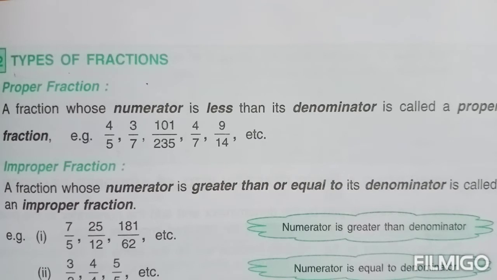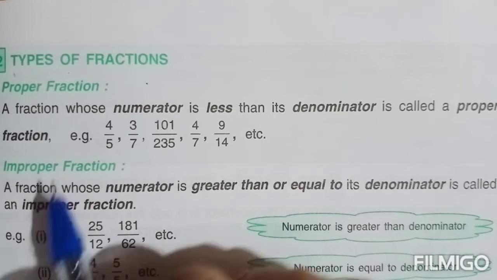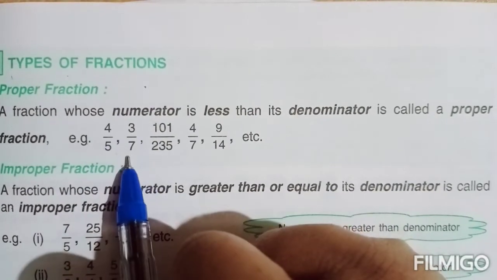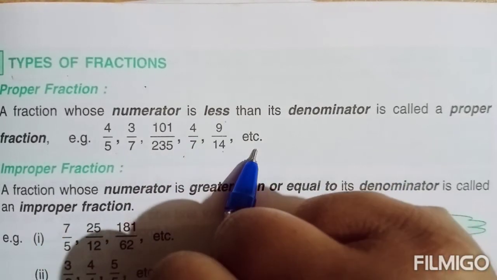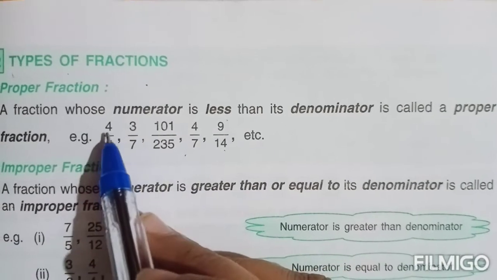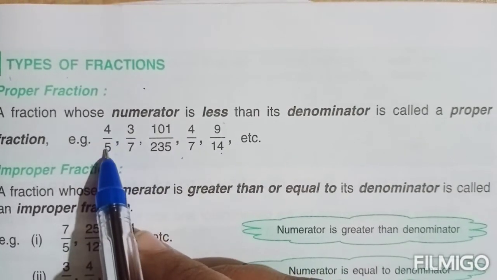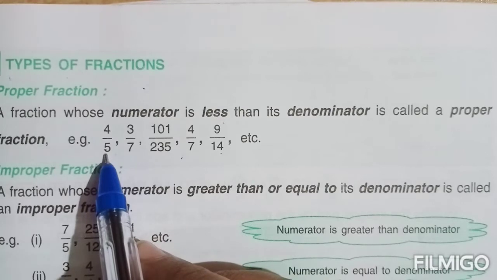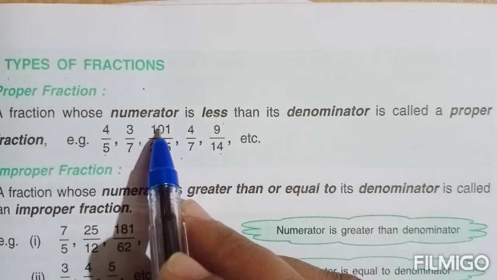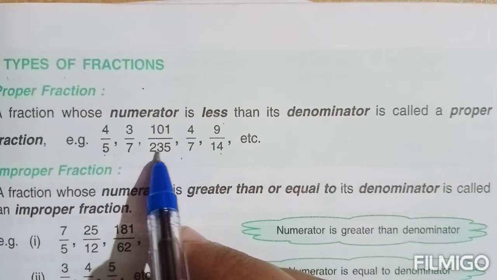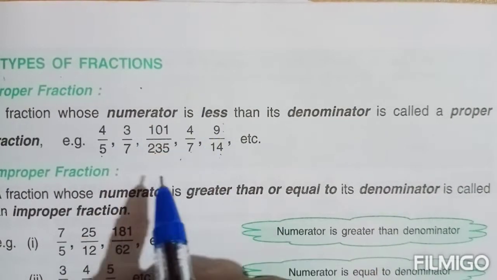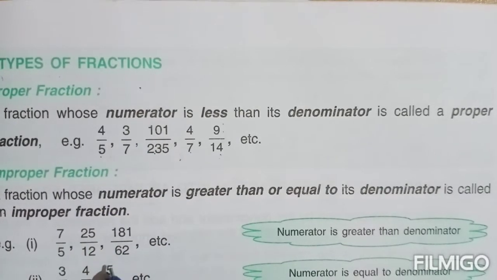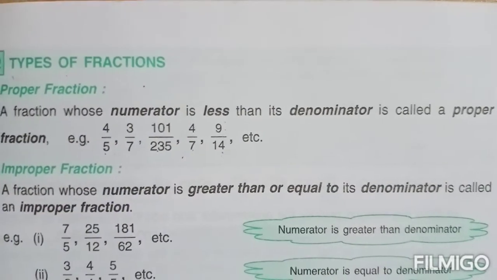Numerator denominator നേക്കാൾ less ആയിരിക്കും in a proper fraction. Example 4 by 5, 3 by 7, 101 by 235, 4 by 7, 9 by 14, etc. In all these fractions you can see numerator is less than denominator. 4 is less than 5, 3 is less than 7, 101 is less than 235, 4 is less than 7, 9 is less than 14. Okay, numerator will be less and denominator will be greater. Such type of fraction is called proper fraction.